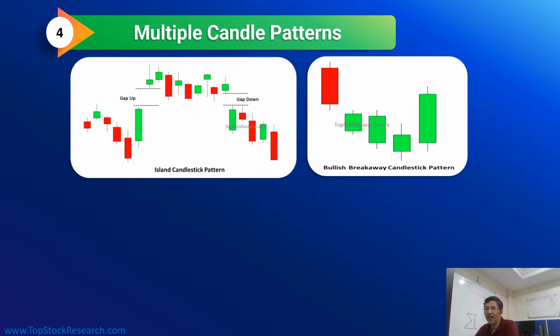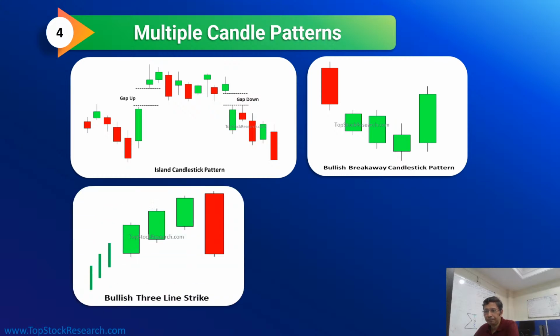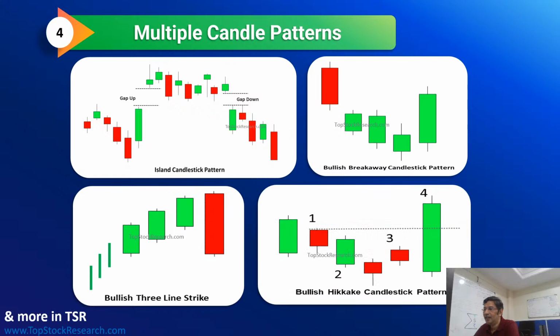The more number of candles, the better the quality of results, right? So it's important to know not only the single candle and double candle, but also the combination of candles, right? Three line strike, then Hikkake candle, right? So these are a few patterns that we'll try to cover in the subsequent part of this session. All these pattern screeners are available on topstockresearch.com, right?